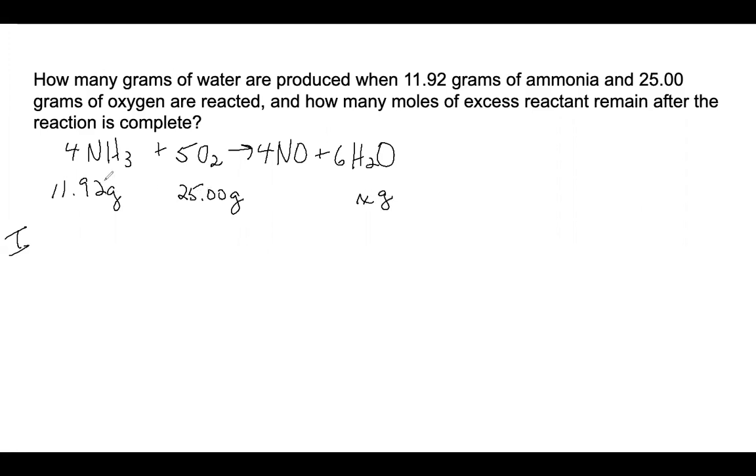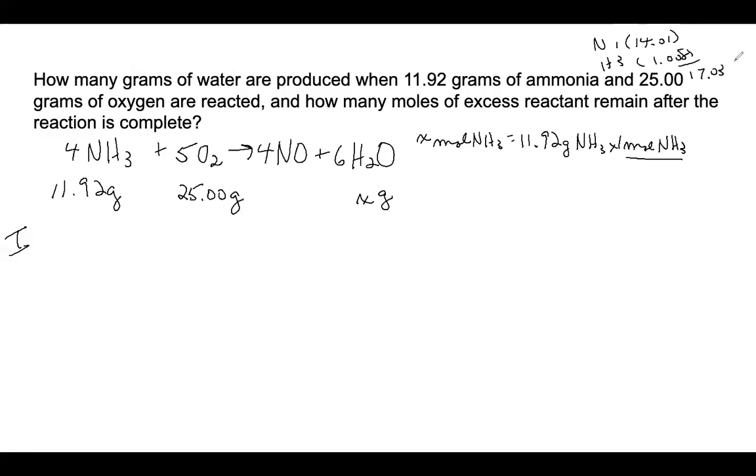Okay, so we need to change these grams to moles. So X moles of NH3 equals 11.92 grams of NH3 times, well, now we need to do a molar mass conversion. So 1 mole of NH3, and we have to figure out those grams. So N, we have 1 of those, H, we have 3 of those. Nitrogen is 14.01 from the periodic table, hydrogen 1.008, and we get 17.03.